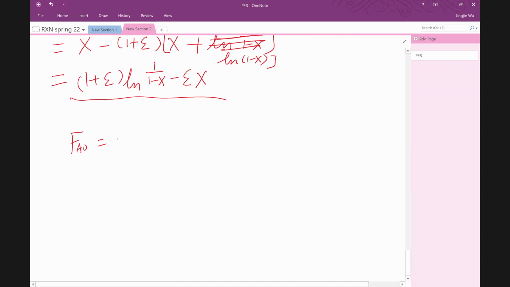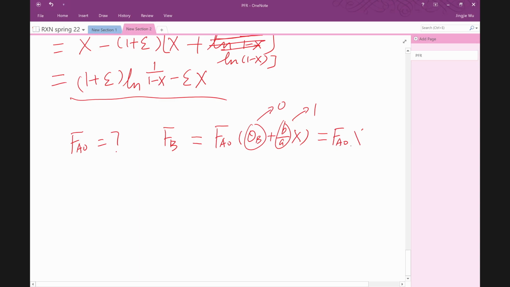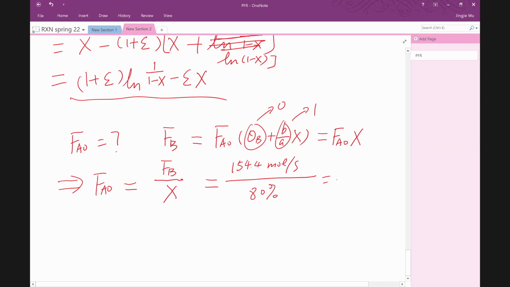Do you remember? We know FB, right? So what's FB? From the stoichiometry, FB equals FA0 times delta B, which should be B over A, times X. So this is zero, this is one. So it equals FA0 X. That means we can calculate FA0 from this. So we know FB. FB tells you we need 300 million pounds per year. If I convert it, it becomes 154.4 moles a second. This FB X is 8%, okay, so you can calculate it, almost 193.